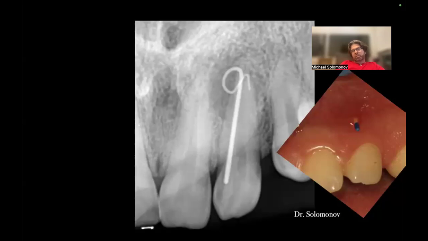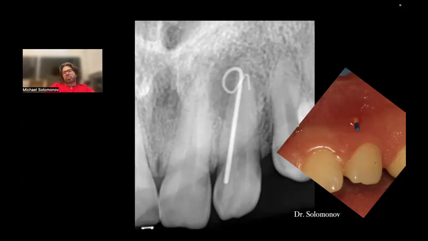Dear colleagues, I want to share with you an interesting case from my private practice. A patient was referred to me because of a sinus tract and some pain in the area of the upper lateral tooth. On examination, I find the sinus tract, and you can see here the tracing X-ray.